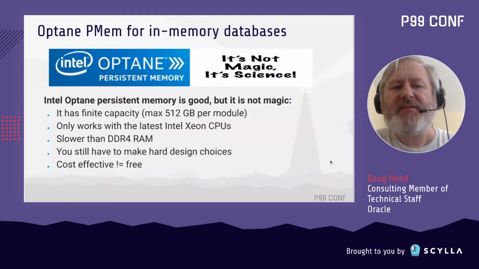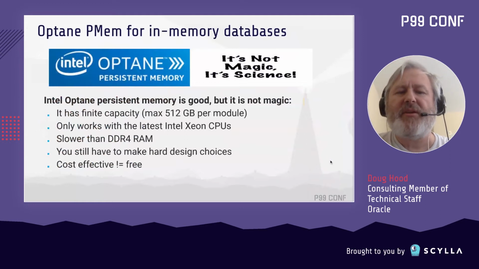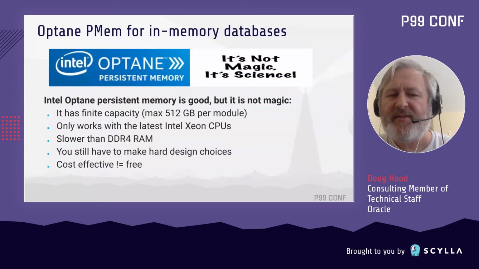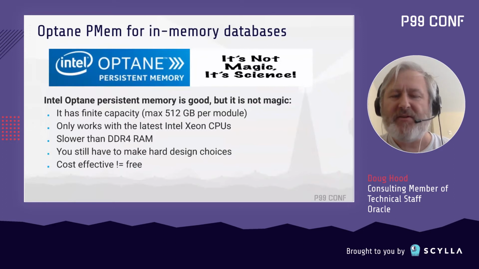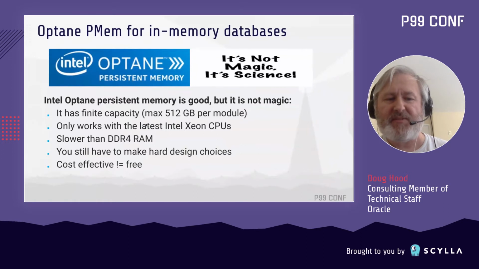If you contrast that to using persistent memory for in-memory databases, it's not so simple. The fundamental difference for in-memory databases is all of the data needs to be in memory all of the time. As such, you need to have a large amount of memory. So Intel Optane Persistent Memory is good, but it is finite in capacity. The max module size is currently 512 gigabytes.